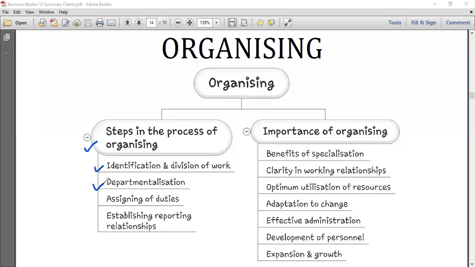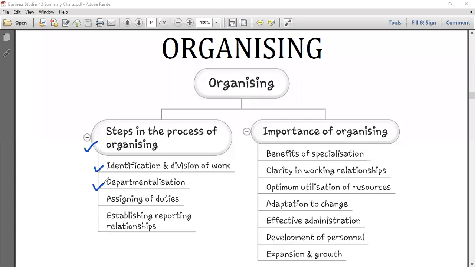We have divided the work, that is, similar nature of work has been grouped together, so now according to that the different departments can be created. For example, all the works related to purchase in the purchase department, all the works related to production in the production department, all the work related to accounts in the accounts department, all the works related to marketing and sales in the sales and marketing department. So we will create different departments.